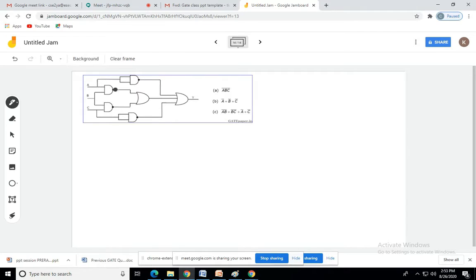NAND gates. This is a NAND gate, this is also a NAND gate, this is also a NAND gate, this is also a NAND gate. 4 NAND gates are used and 2 OR gates are used. Okay, so this can be considered as gate number 1, this as gate number 2, this is 3, and this is 4, because we are having 4 NAND gates here.